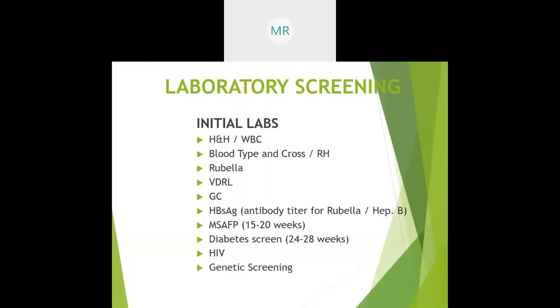If she does test positive for gonorrhea, we risk neonatal sepsis, preterm birth, and blindness. So it's very important that we do these screenings. And with chlamydia, conjunctivitis and pneumonia in the newborn. So we need to get a baseline of her lab screening for syphilis, gonorrhea and chlamydia. Then we have antibody titer for rubella and hepatitis B.